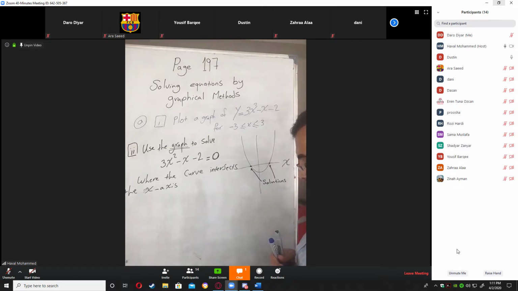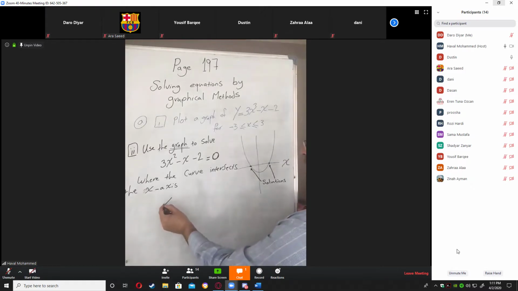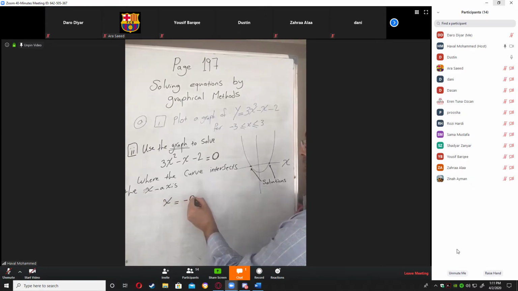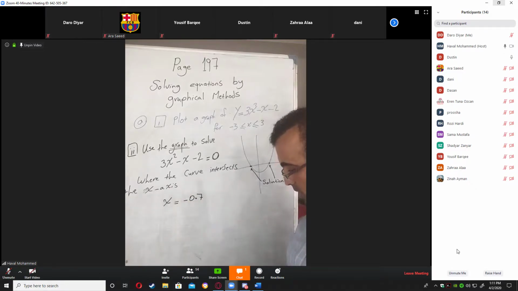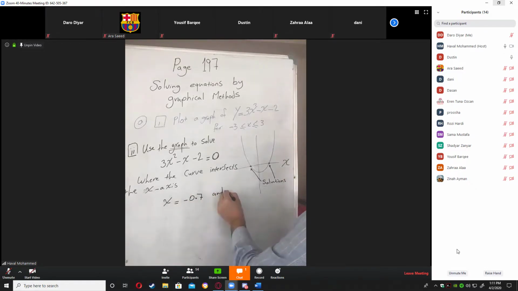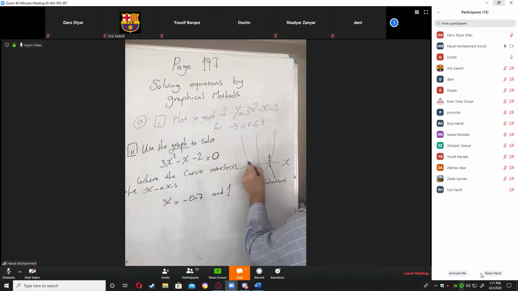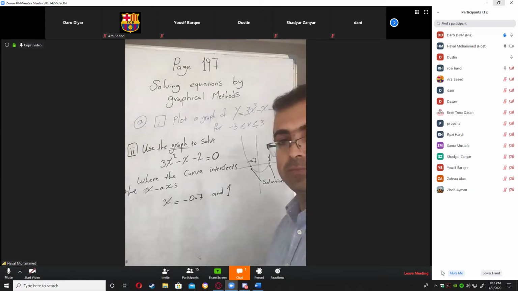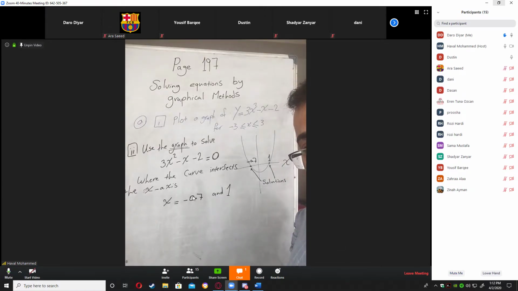That's why in your book, when you check it, you have x equals minus 0.7 and 1. Then this is 1 and this is negative 0.7. That's it. Nothing else to be done. Is that clear? Yes. How do you find the negative 0.7? Yeah, but isn't that 1, negative 1?